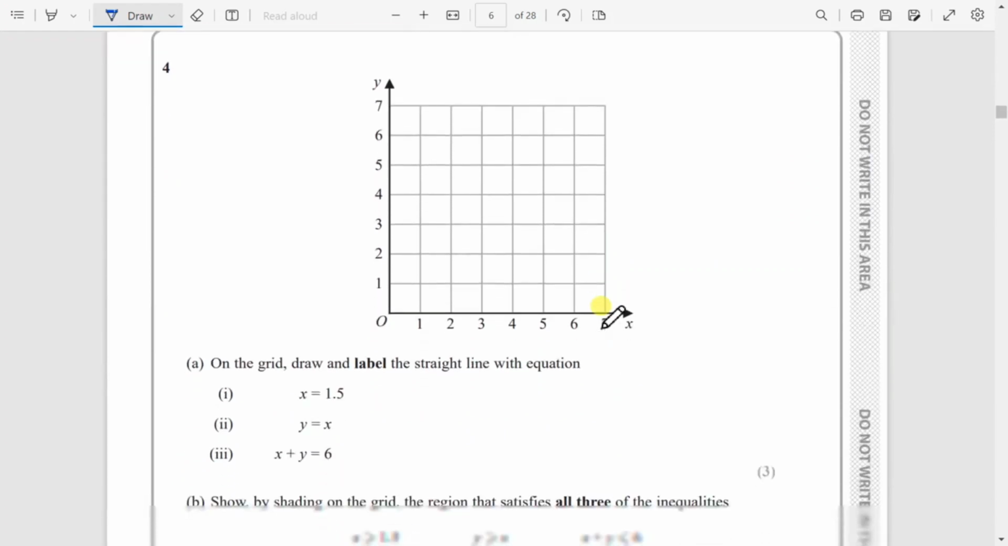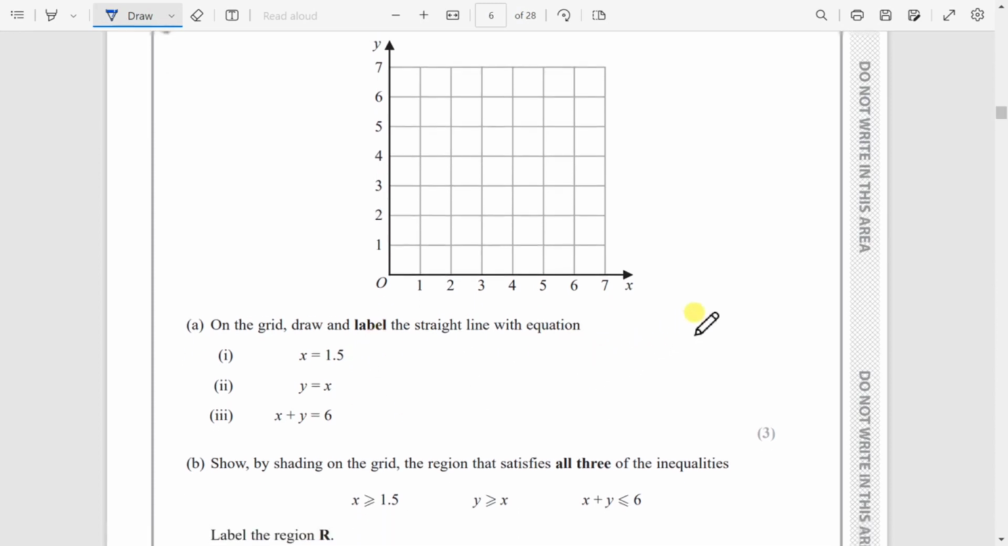So, number 4. Now on the grid, draw and label the straight line with equations. You've got 3 equations: x equals 1.5, y equals x, and x plus y equals 6. I'm doing this freehand here, so I don't actually have a ruler, but definitely use a ruler for this, guys. Using my freehand, I'm going to firstly sketch x equals 1.5.